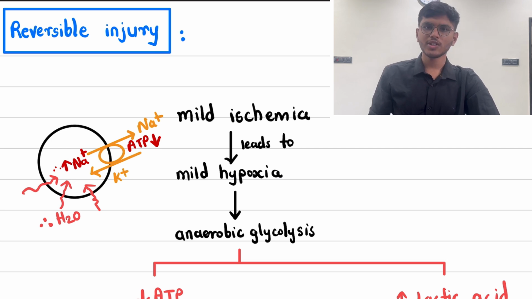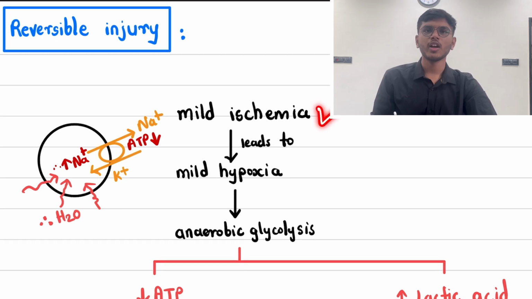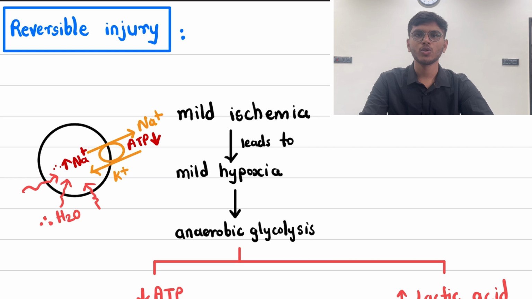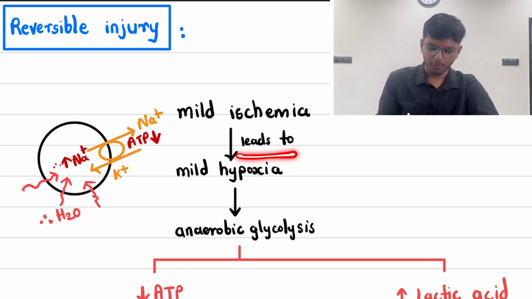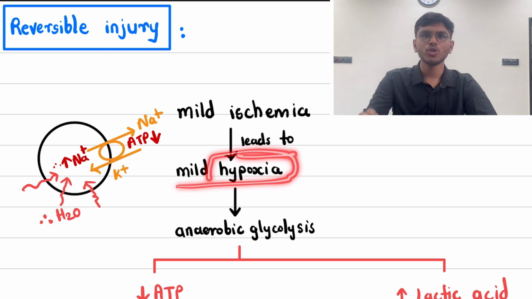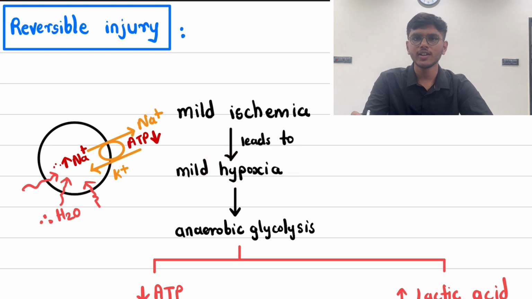Reversible injury occurs due to mild ischemia. What is ischemia? Ischemia is a decreased blood supply to the tissues, due to which it leads to mild hypoxia. We know that hypoxia is decreased oxygen level to the tissues.